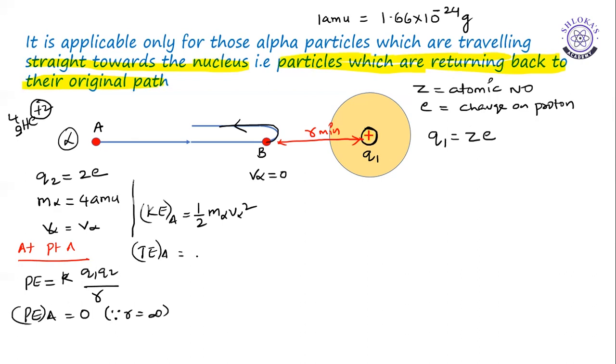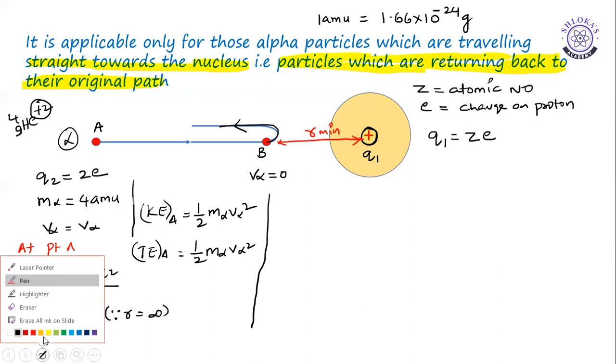So 0 plus half m alpha v alpha square. This is the total energy that was obtained at point A. Now let us calculate the total energy at point B.